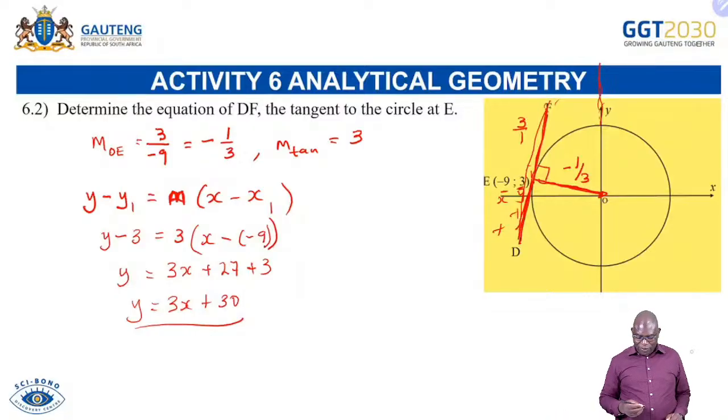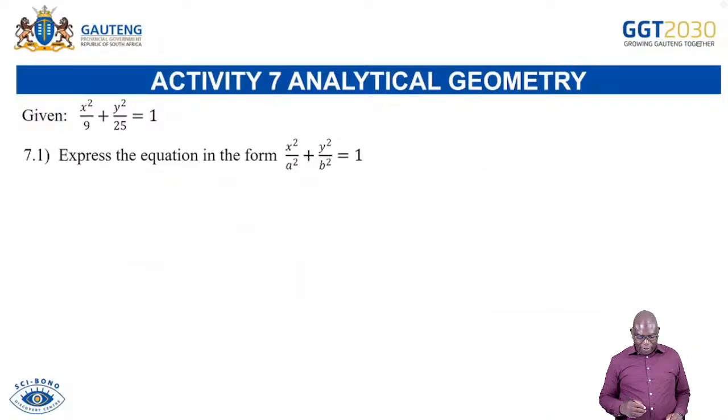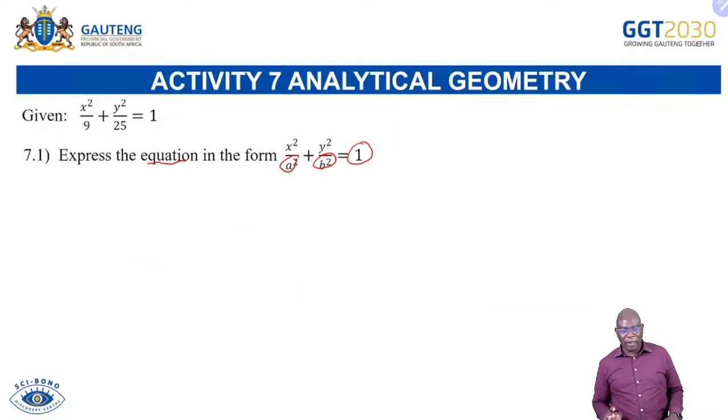Okay, now. In that next question is the ellipse again. Can you see how many ellipse graphs did I draw? I'm emphasizing this because this question is always there. So that's why I put that question there. Right. Given that function, express this equation in this form. So as long as it's equals to 1, that is fine.